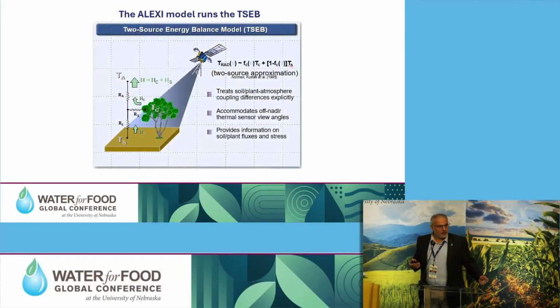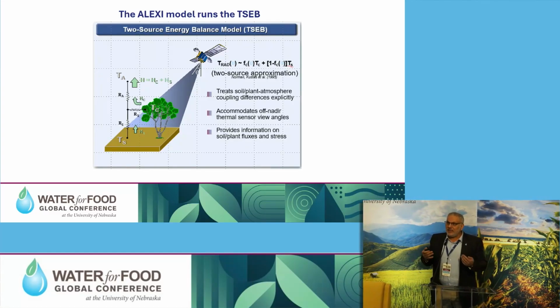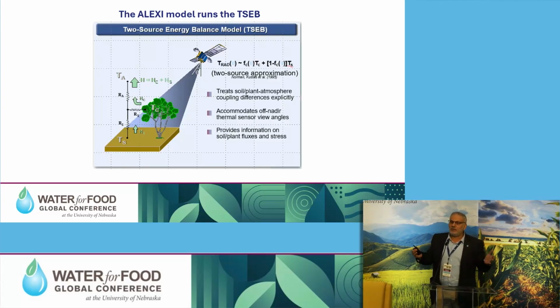This model is a two-source energy balance model. Ivo explained about it, so I'm just going to be brief. It segregates the fluxes generated from the land surface, from soil and from plants separately. That's really important because we want to detect if there's a stress on the plant and whether there is something we have to do about it. So all the components of the energy balance are segregated, so our source is soil or plants.